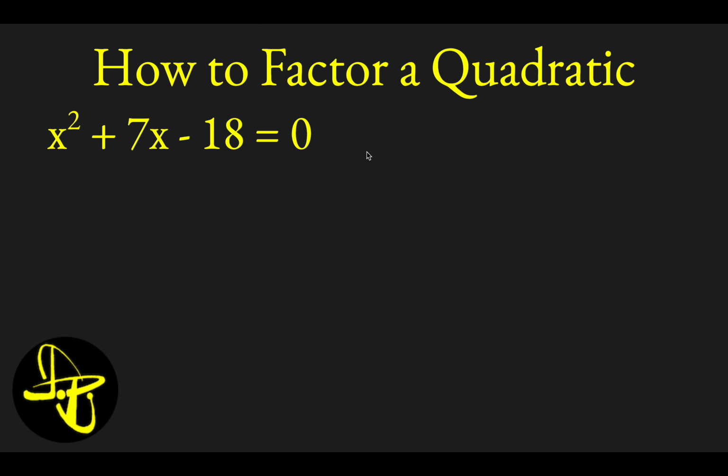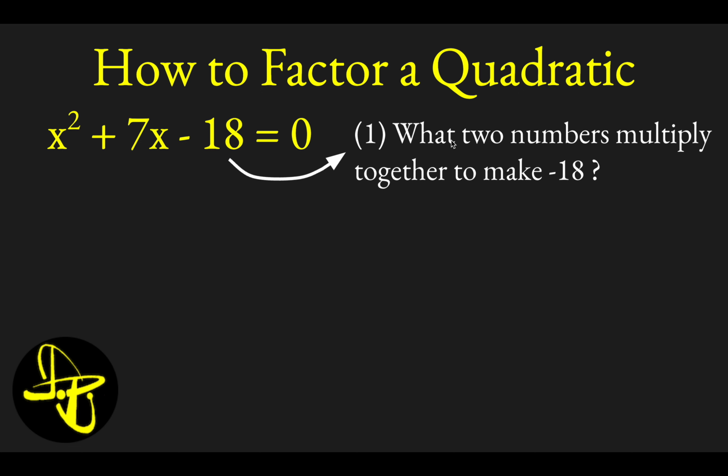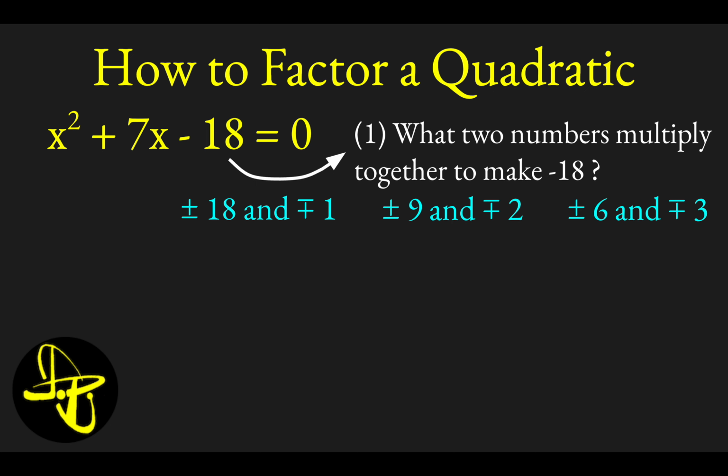All right, we're going to take a look at how to factor a quadratic expression and use it to solve a quadratic equation. So the first thing you want to do is take a look at this constant, negative 18, and decide which two numbers multiply together to make negative 18. Well, one possibility would be positive 18 and negative 1, and another would be negative 18 and positive 1. So you have combinations of 18 and 1 with opposite sign. You could have combinations of 9 and 2 with opposite sign, or 6 and 3 with opposite sign.